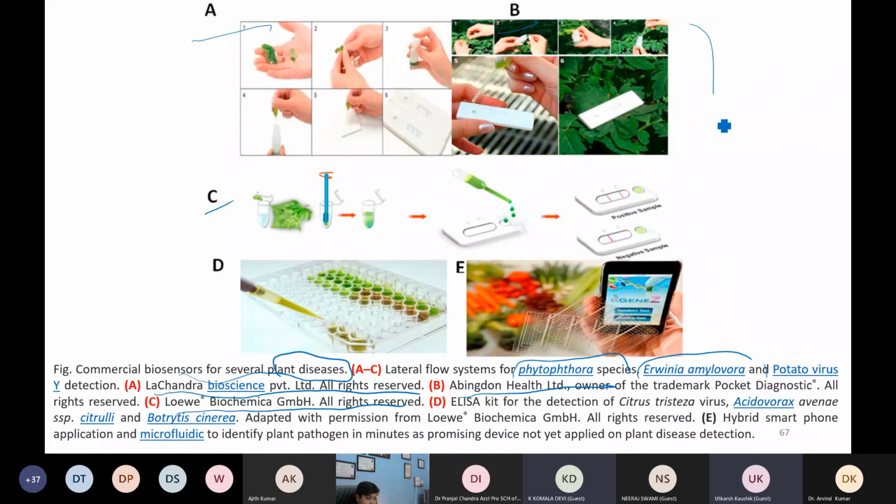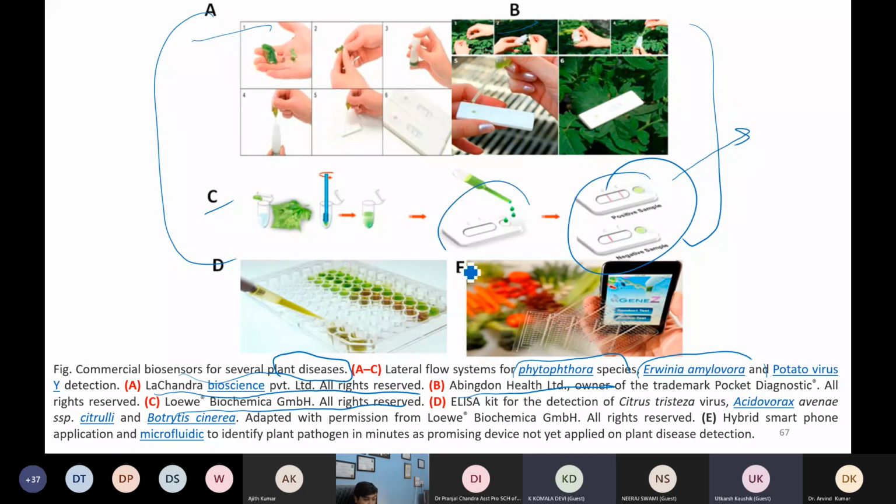Okay, so this is like a cascade. Everybody knows that there is a pregnancy strip in the market. So this is something like that. You can put some sample. You can take a leaf, pre-process it, sonicate it, put the sample like a urine drop here in the cascade, and you will get something like a line.